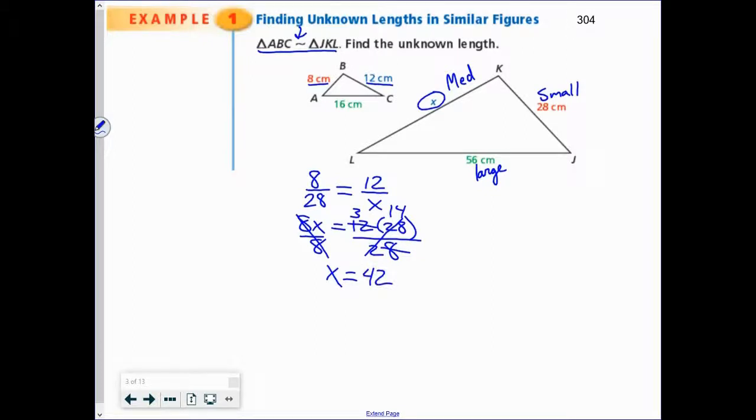So I'm going to come up here, and I'm going to make sure that 42 is my medium-sized side. 28 was my smallest, 56 was my largest, 42 comes between 28 and 56, so I can feel confident that my answer is correct, that 42 centimeters is the length of that side.